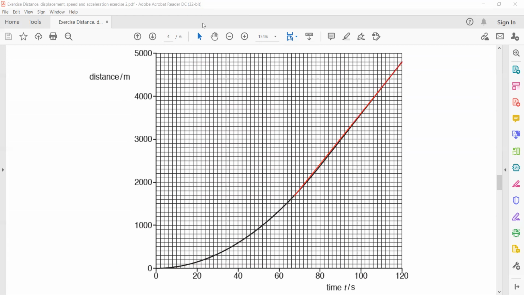So what I can do, I can determine the speed of this part. And how can I determine the speed of this part? I can find the distance travelled and I can use the time interval. So distance divided by time will give me the speed. And that speed is actually the constant speed. So speed is not changing from this time interval, for example from 74 second to 120 second.